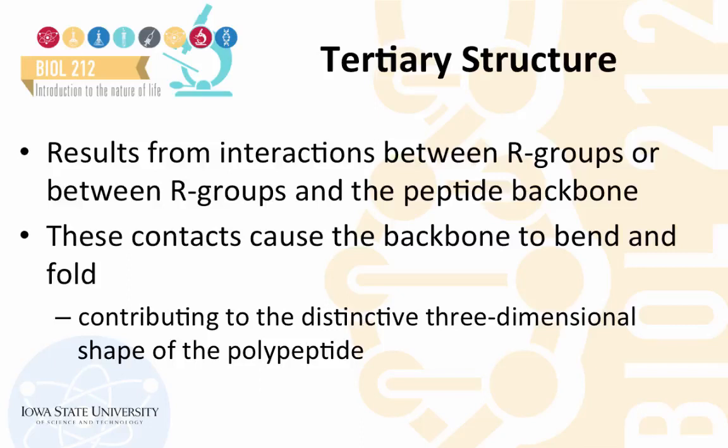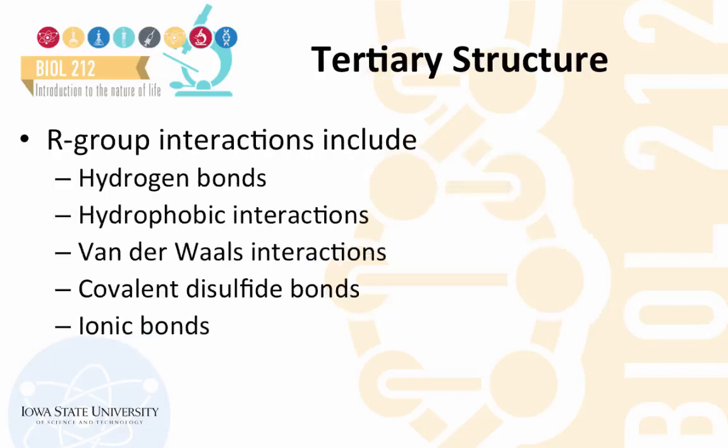The tertiary structure of a protein results from interactions between R groups or between the R groups and the peptide backbone. These connections cause the backbone to bend and fold, in turn contributing to the distinctive three-dimensional shape of the polypeptide. These R-group interactions include hydrogen bonds, hydrophobic interactions, van der Waals forces, which are weak attractions between various functional groups, covalent disulfide bonds, and ionic bonds.